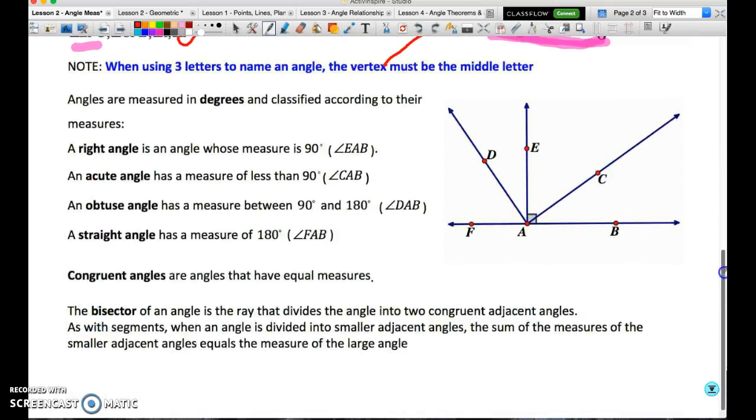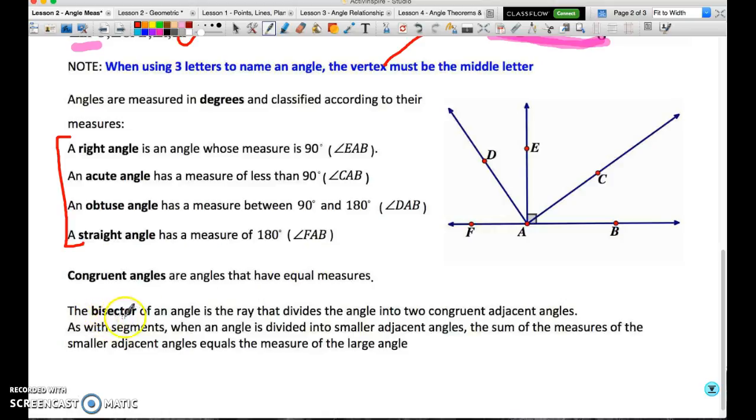Okay, hopefully this is all prior knowledge for you. So right angles are 90 degrees, acute angles are less than 90, obtuse angles are bigger than 90 but smaller than 180, and a straight angle is 180 degrees. Two more definitions, and then we're going to wrap up the last two examples. So congruent angles are angles that are equal to each other, just like congruent segments from the last lesson.